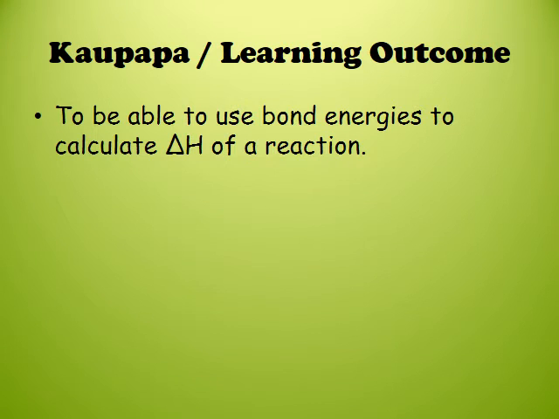In the last lesson, you learned about endothermic and exothermic reactions, and you could predict which was one or the other based on the change in enthalpy of the reaction. So you might be wondering, how do we actually get these numbers in terms of calculating whether a reaction is exothermic or endothermic? Well, we use something called bond energies. So by the end of the lesson, you should be able to use bond energies to calculate the change in enthalpy of a reaction and determine whether it's exothermic or endothermic.